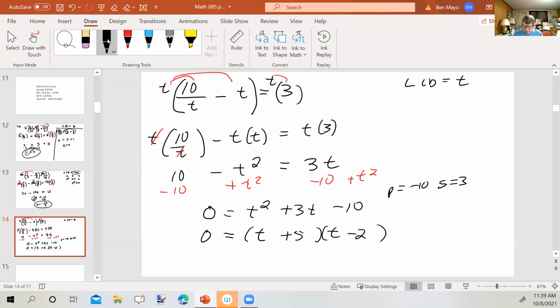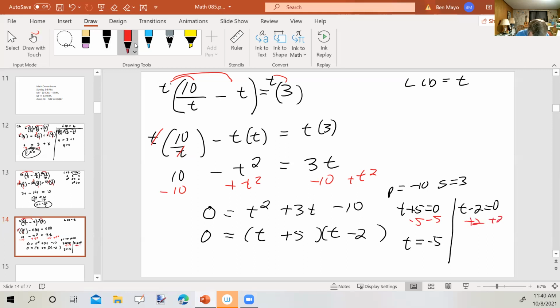Okay. So now take each factor that contains a variable, set it equal to 0, and solve that equation. So we're going to subtract 5 here and get t equals negative 5. We'll add 2 here and get t equals 2. So it appears that I have 2 solutions to this equation.